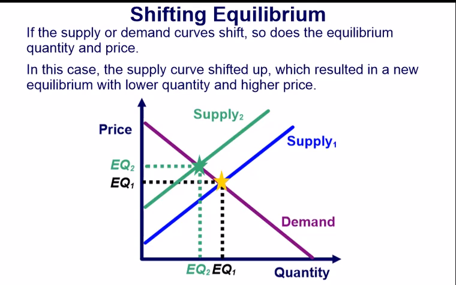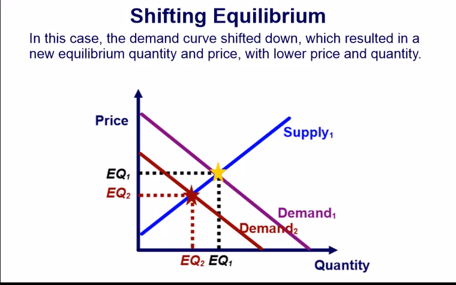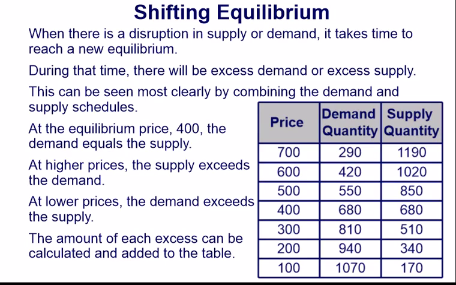In this case, the supply curve shifted up, which resulted in a new equilibrium with lower quantity and higher price. In this case, the demand curve shifted down, which resulted in a new equilibrium quantity and price with lower price and quantity. When there is a disruption in supply or demand, it takes time to reach a new equilibrium. During that time, there will be excess demand or excess supply.